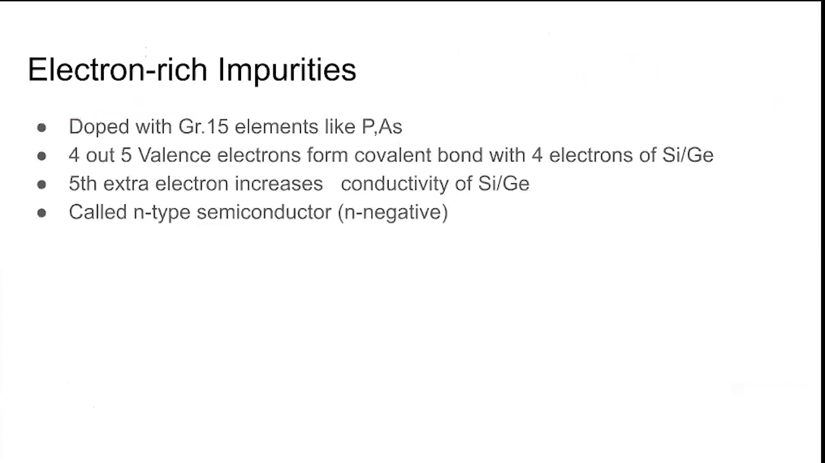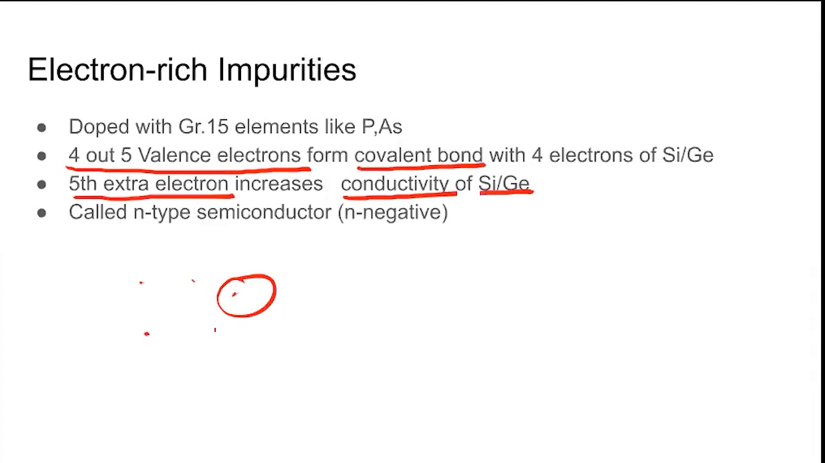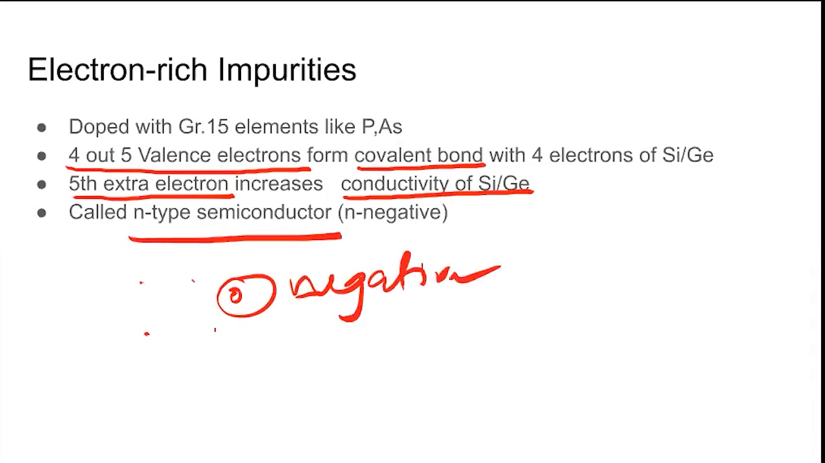So already we discussed what happens. Here is this phosphorus, and because they have 5, what is the valency? This valency is 5. So 4 out of 5 valence electrons form covalent bonds. So what happens? One is free, the 5th extra electron. Because of the presence of this extra electron, the conductivity of silicon or germanium is increased. And since this extra electron is negative, we call it n-type semiconductors.